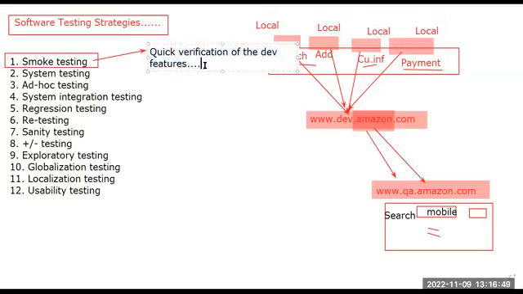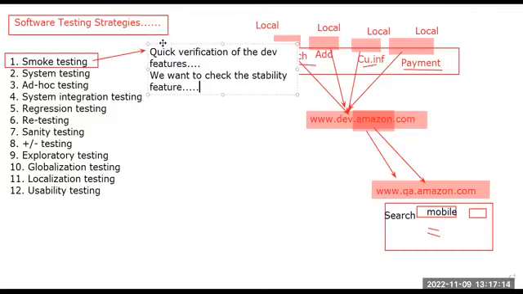And why are we doing this quick verification? Because we want to check the stability of the feature. Stability means what? Whether this feature has stability or not, whether this feature is in working condition or not. Getting my point? So for that reason we have to perform smoke testing. Whatever testing we do for that, we call it smoke testing.